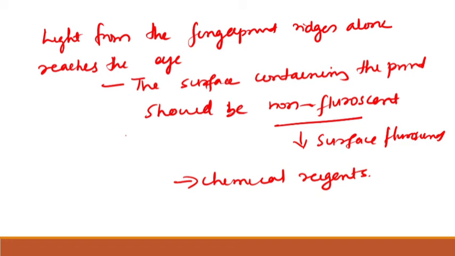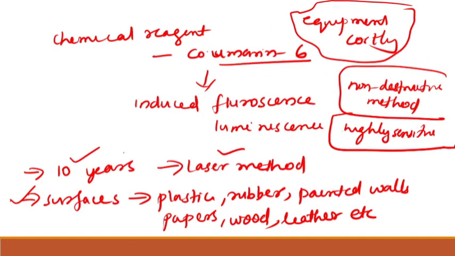The light from the fingerprint ridges alone reaches the eye, and the surface containing the print should be non-fluorescent. That is the main thing. If the surface is fluorescent, we have to use chemical reagents to make the surface non-fluorescent or the fingerprint more fluorescent. The chemical reagent used is coumarin 6, and this will induce the luminescence so that the surface gets a contrast from the fingerprint, and the fingerprint can be visible easily.